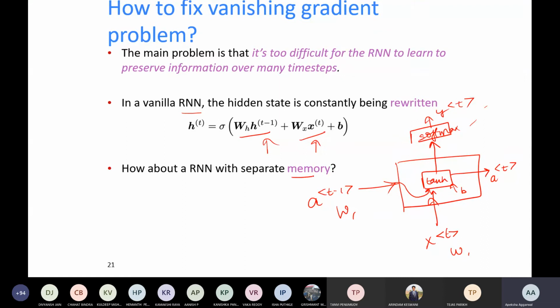what about if we give a separate memory to store the historical value? Suppose there was a very large sentence which was discussing a cat, and the cat was doing this and this and this, and in the last we say that she was ill.